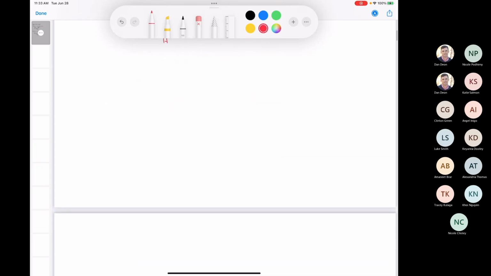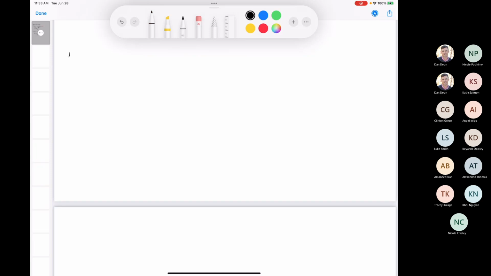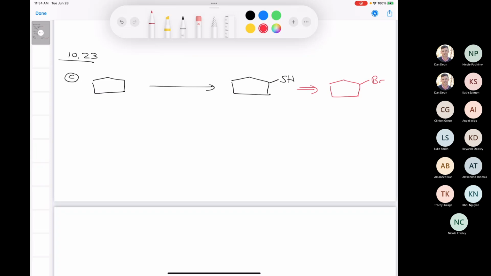This one is something that we don't look at a lot, and that is a thiol. So this is 10.23C. If we want to take this compound, cyclopentane, and make cyclopentane thiol, with SH, the only way that we ever saw to make a thiol would be from the alkyl halide. So it could be the chloride or the bromide. Let's just pick the bromide for fun. And then we would treat it with NaSH. So instead of NaOH, you use NaSH. Sodium hydrosulfide is what you call that.